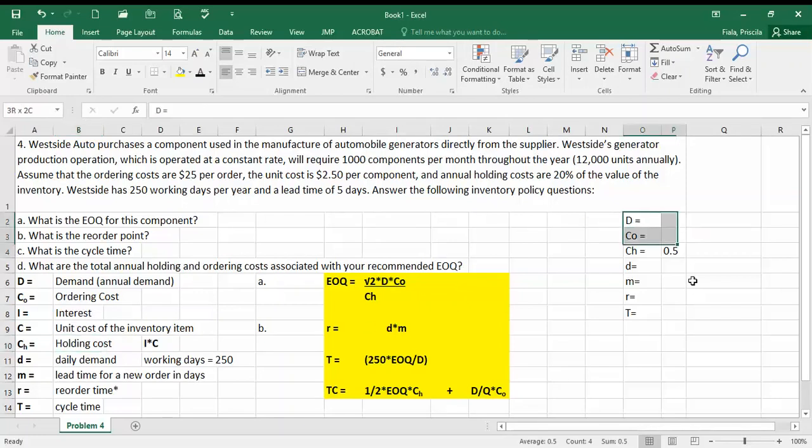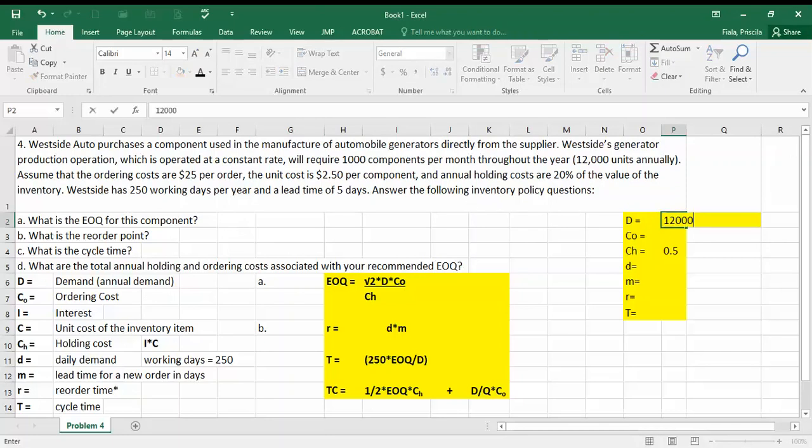So another thing I put here that might help you. Here we go. What is your annual demand? Let's read. Westside Auto purchases a component used in the manufacture of automobile generators directly from the supplier. Westside's generator production operation, which is operated at a constant rate, will require 1,000 components per month throughout the year. Well, 12 months, 1,000, so 12,000 units annually. So your capital D, or your demand, is 12,000.